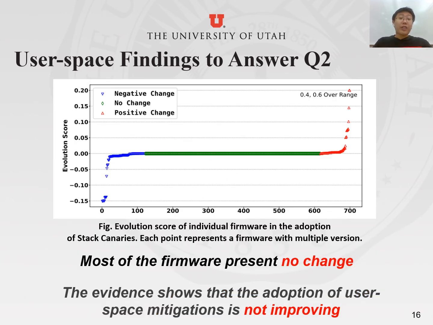Here is another figure indicating the change of individual firmware. Each point in the figure represents a firmware with multiple versions. We compared the adoption rate between the oldest version and the newest version. According to the figure, most of the firmware present no change at all. Some of them are even getting worse.